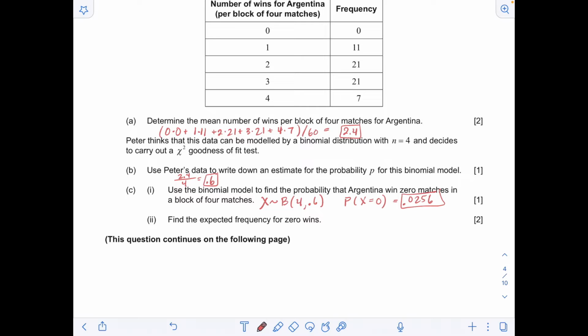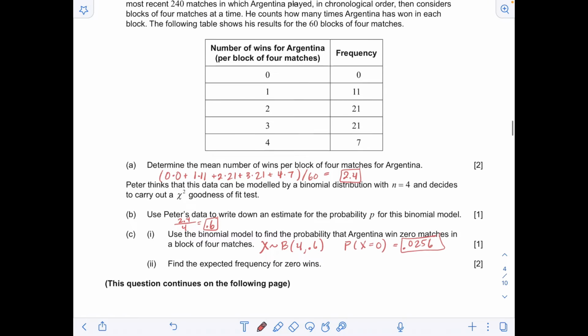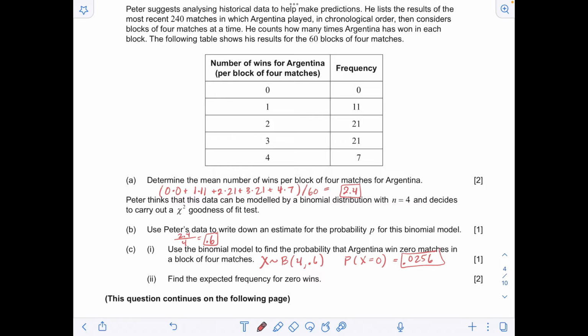And then the expected frequency of 0 wins, for this data, out of 60 blocks total, we would just take that probability, 0.0256, times the 60 blocks, and that would give us an expected number of 0 wins at 1.54.